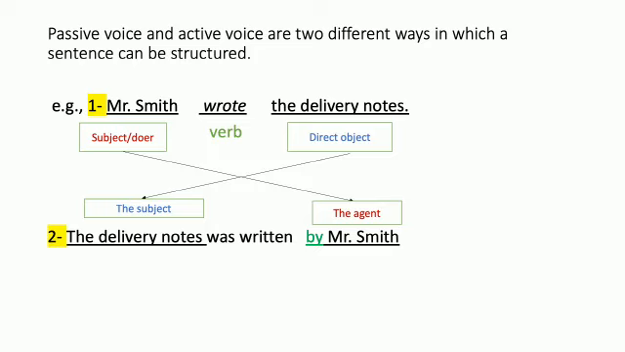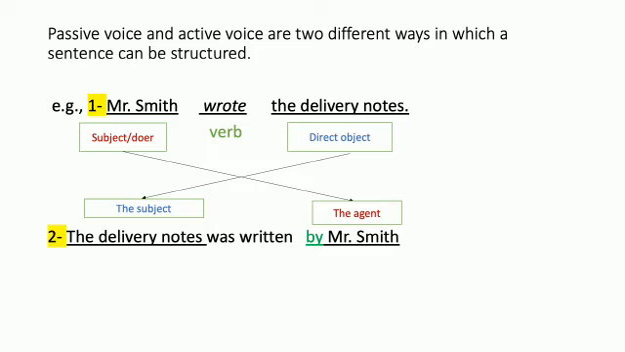So you can see here from the example we have, Mr. Smith wrote the delivery notes. This sentence is written in its active voice. Here Mr. Smith is the subject or the doer of the action. We have wrote as a verb, and we have the delivery notes, which is the direct object of the sentence.